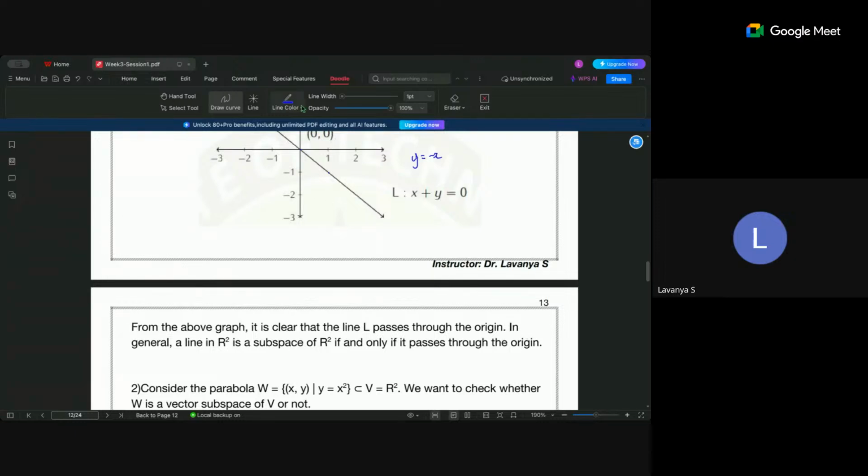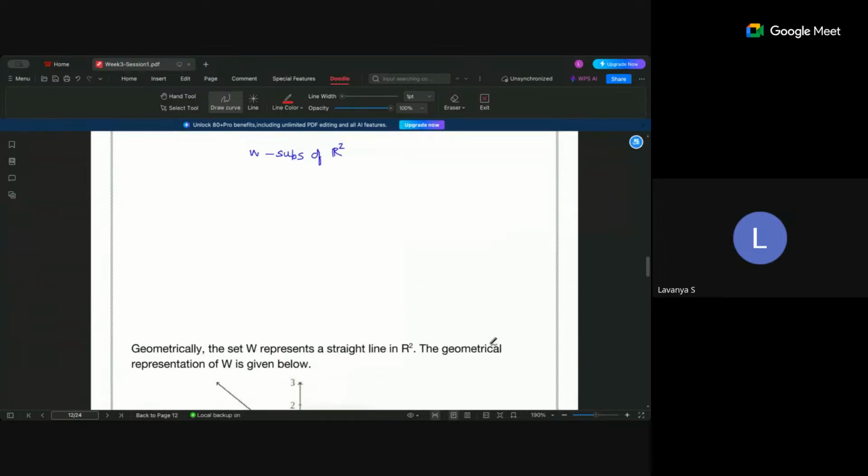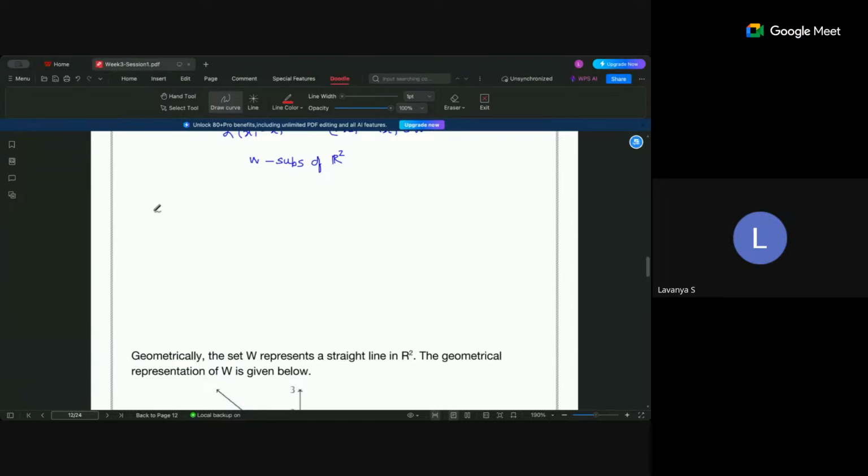Here something important is there. In general, a line in R2 is a subspace of R2 if and only if it passes through the origin. I have underlined it in red. So first of all, can you tell me what is the equation of a line in R2? y equal to mx plus c. So if c is not equal to 0, does the line pass through the origin? No, the intercept will be nonzero. The line does not pass through the origin, right?